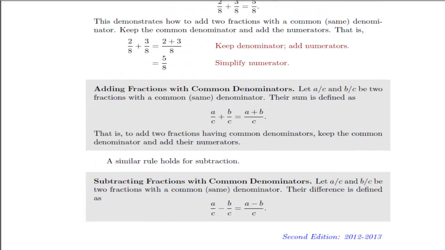Adding fractions with a common denominator. Let a over c and b over c be two fractions with a common or same denominator. Their sum is defined as a over c plus b over c equals (a plus b) over c. That is, to add two fractions having common denominators, keep the common denominator and add their numerators.